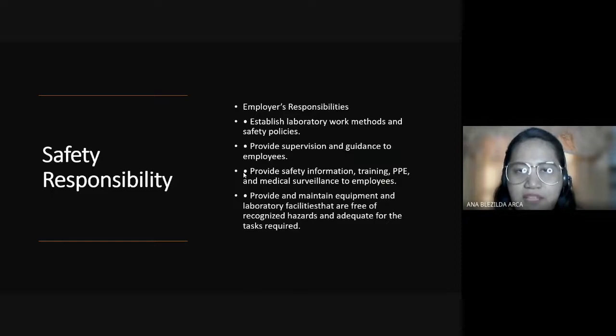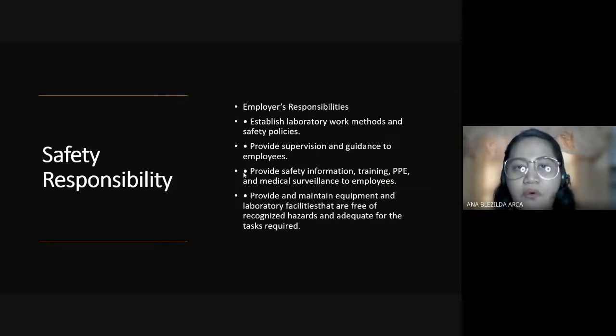Now, ano ba ang responsibility ng mga employer or may-ari ng ospital? Definitely, sila yung bahala when it comes to policy making. So, gumagawa sila ng mga policy, rules and regulations na kailangang sundin ng mga employees to make sure na safe ang workplace. Okay? So, sabi dito, they establish laboratory work methods and safety policy, di ba?